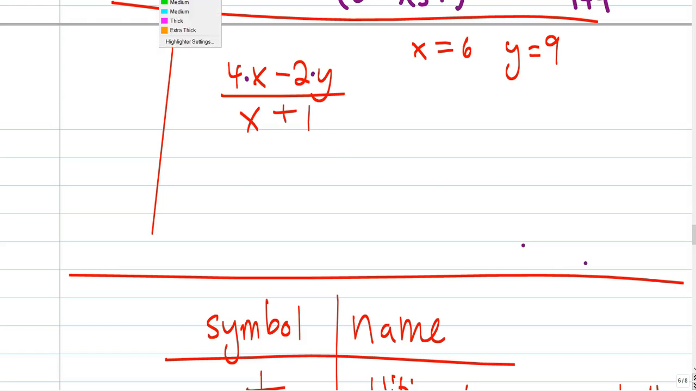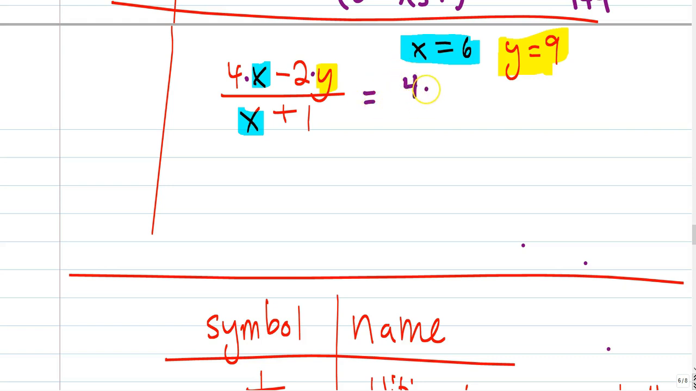So we're going to substitute. Everywhere there's an x, this says x equals 6 in this question. So everywhere there's an x, we put a 6. This says that y is 9. So everywhere there's a y, we put a 9. So let's substitute that in. We get 4 times, what's x? Minus 2 times, what's y? All over x plus 1.